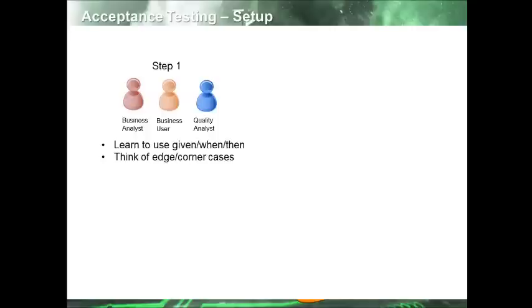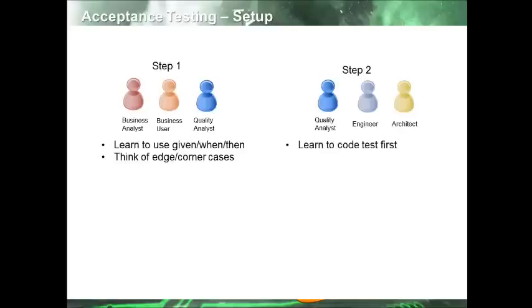They need to be able to start thinking of things like edge cases and corner cases too. They need to get better at thinking about how to describe the requirements of a system using the given when then syntax. The second step is to get the quality analyst, the engineer and the architect together, and they need to understand how to write code test first. They need to get into writing tests before they write any of their production code, be that the acceptance tests or unit tests. And they need to understand how to create test projects and maintain them.